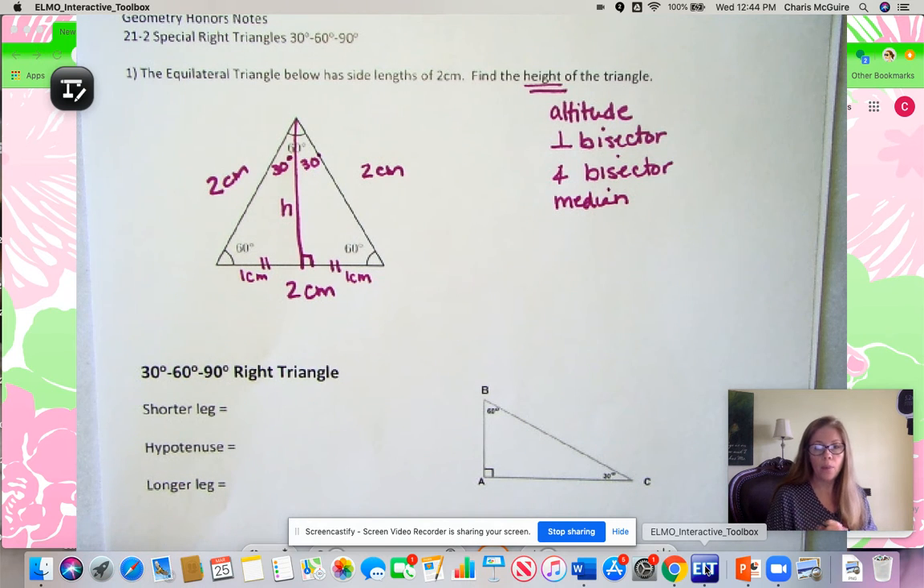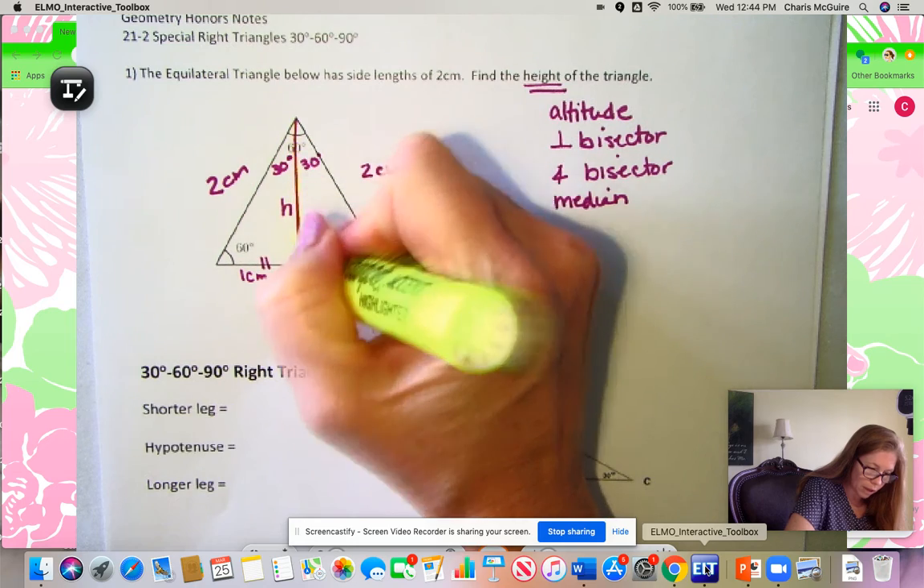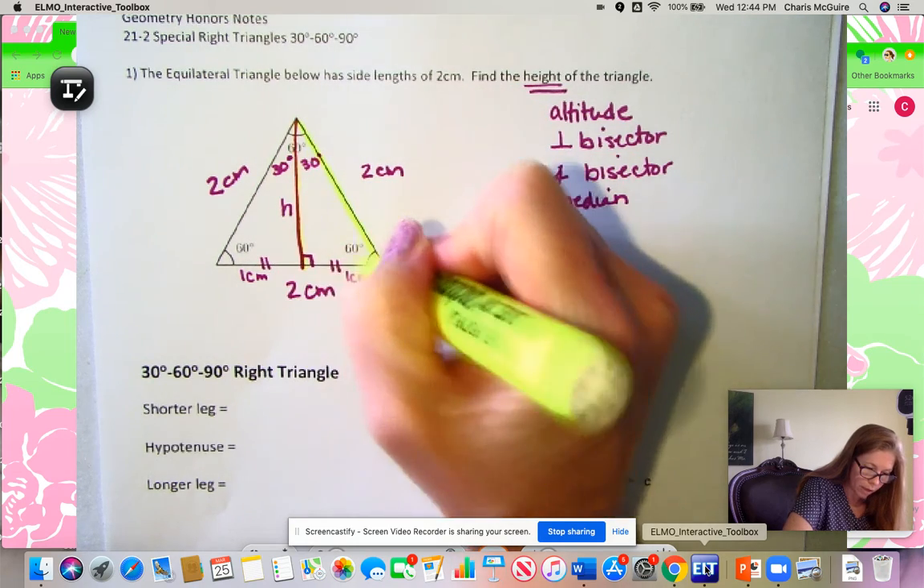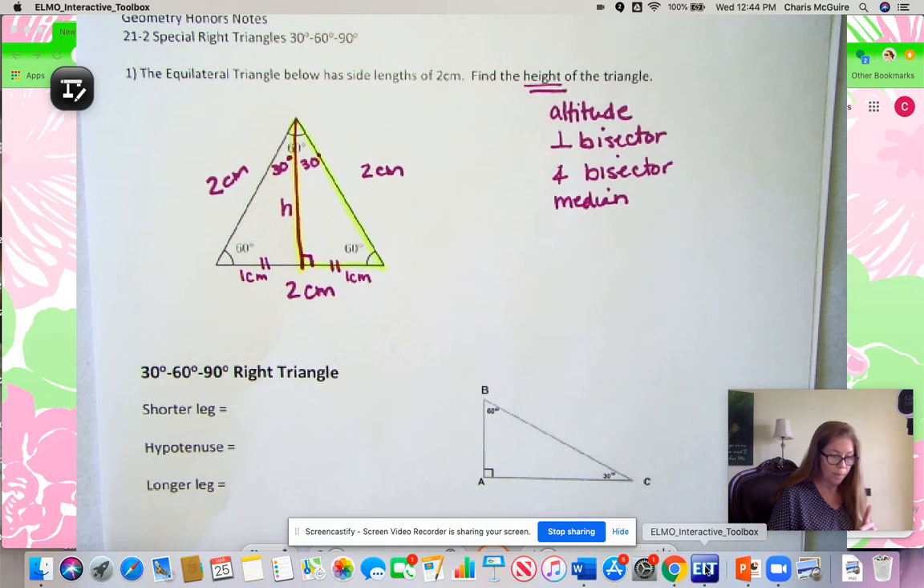I love that. But our focus is going to be, and I'm going to highlight it for you, we're going to focus on one of these two 30, 60, 90 right triangles. You should realize that they're congruent. We've talked about that before, that we've got congruent triangles here. So I'm just going to highlight the one on the right in yellow, and we're going to focus on this one. And so far, you can see 2 sides out of the 3.